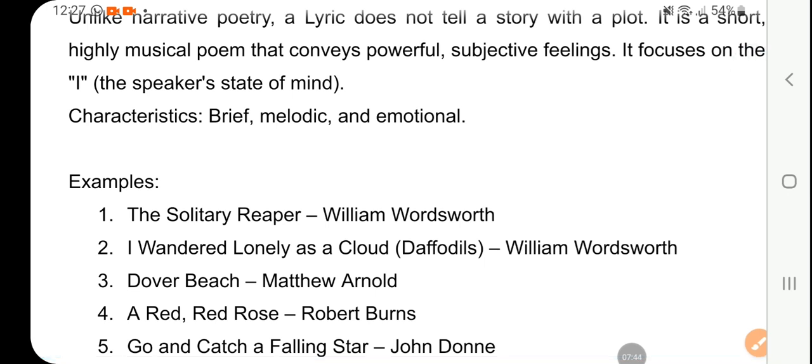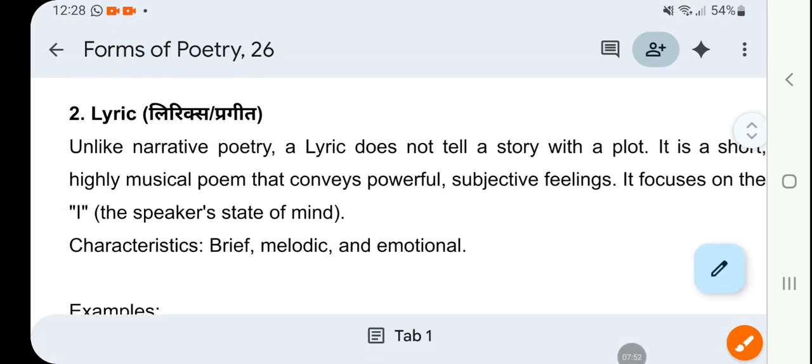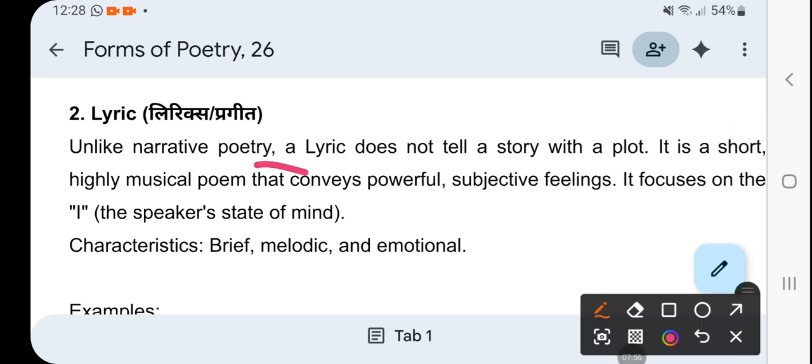Characteristics: brief, melodic, and emotional. So please remember all these three characteristics. And unlike narrative poetry, the lyric does not tell a story with a plot. It is a short, highly musical poem. It is said to be the original form of poetry, right?